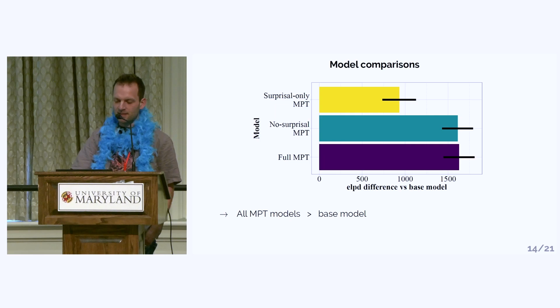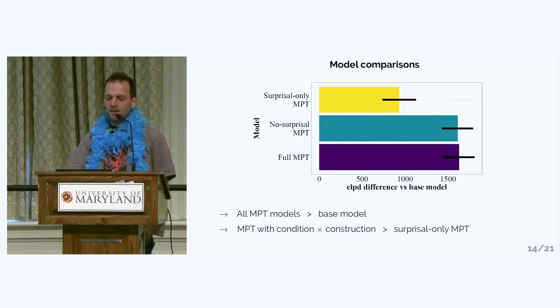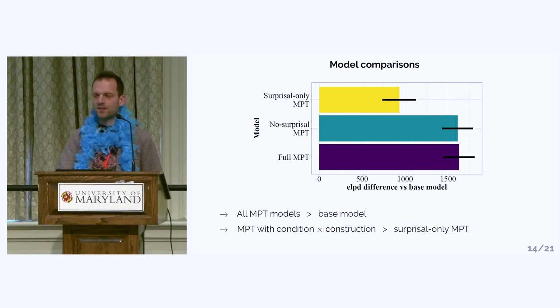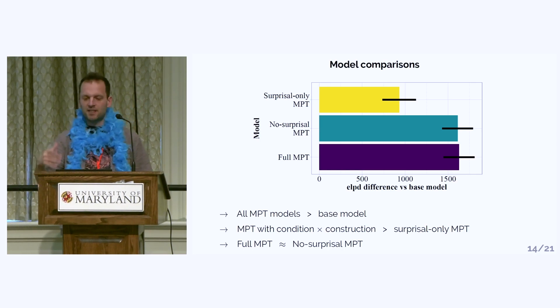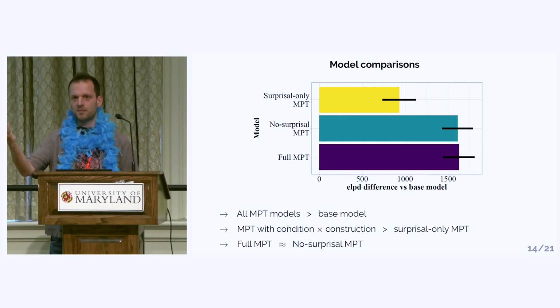So all of this I basically just said. All of the MPT models are better than the base model, so mixture is good, apparently. The one with the binary predictors is better than the surprisal-only MPT, and the full MPT is on the same level as the one that doesn't have surprisal as a predictor in it.